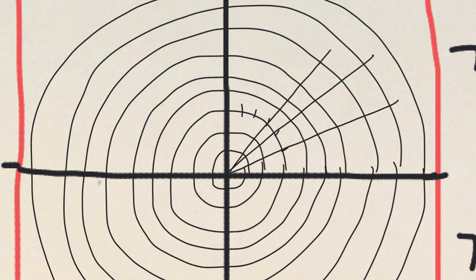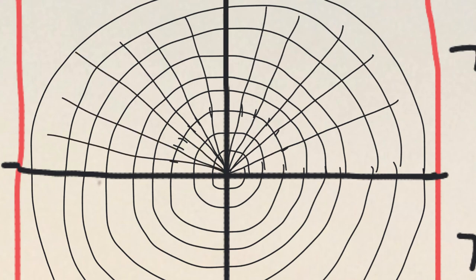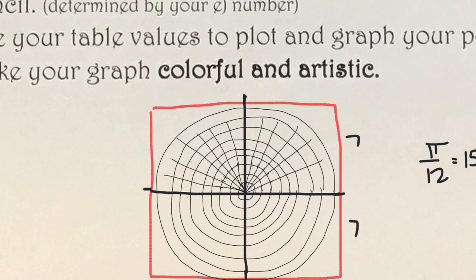So you might not have pi over 12. You might have fewer lines to make. You might have more lines to make. Okay, so you're going to make all these. This is what we're going to do eventually on Thursday. And then we're going to use our coordinates to plot, right, the table that we made.